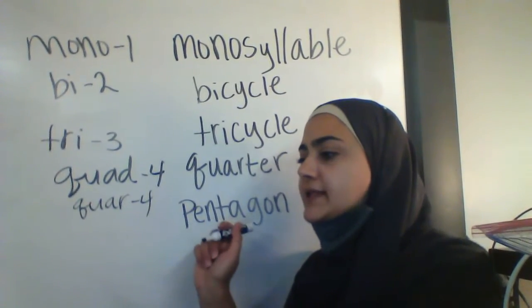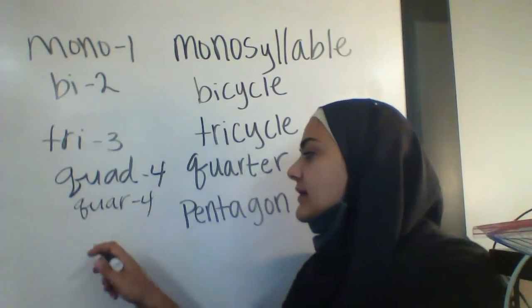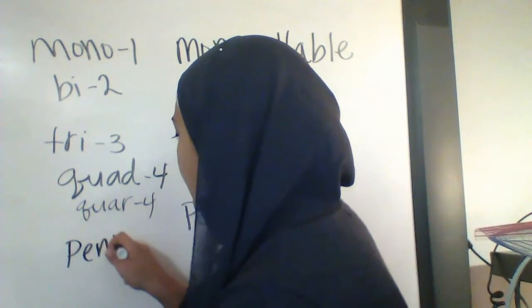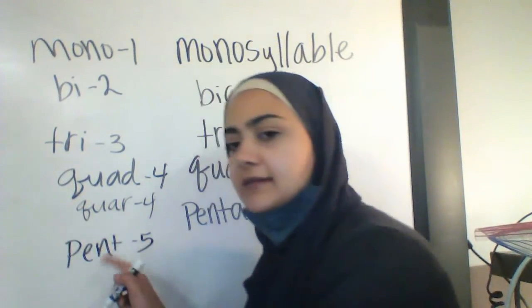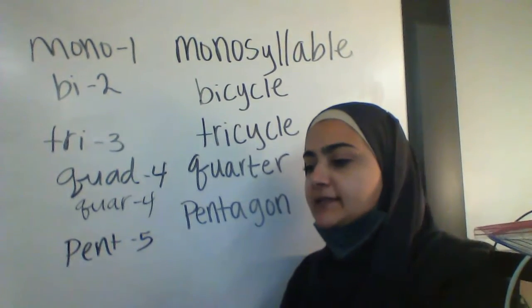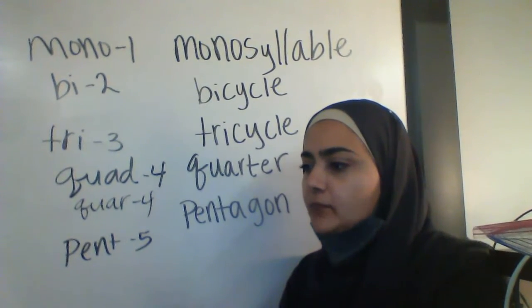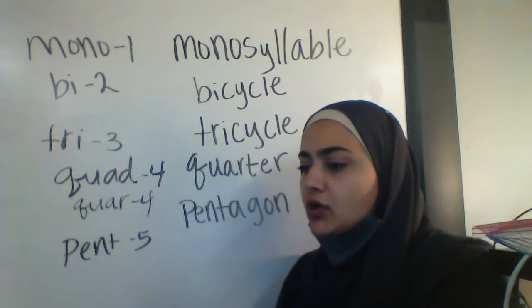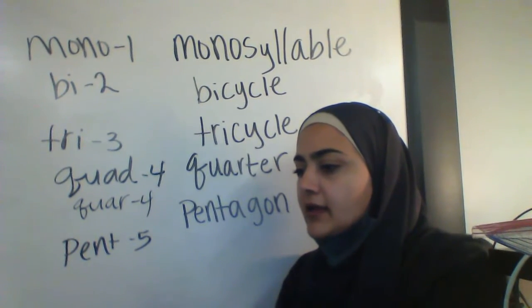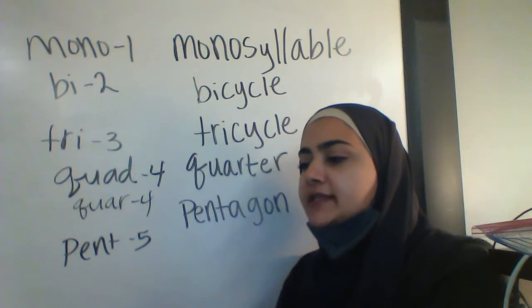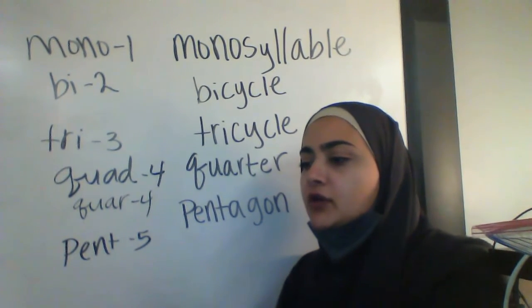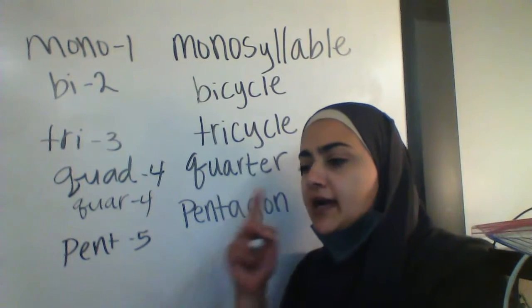All right. Pent means five. Like a what shape? Pentagon. So pent means five. All right. So there's a few words that start with mono. So here's an example. Monosol, it's an eyeglass for one eye.